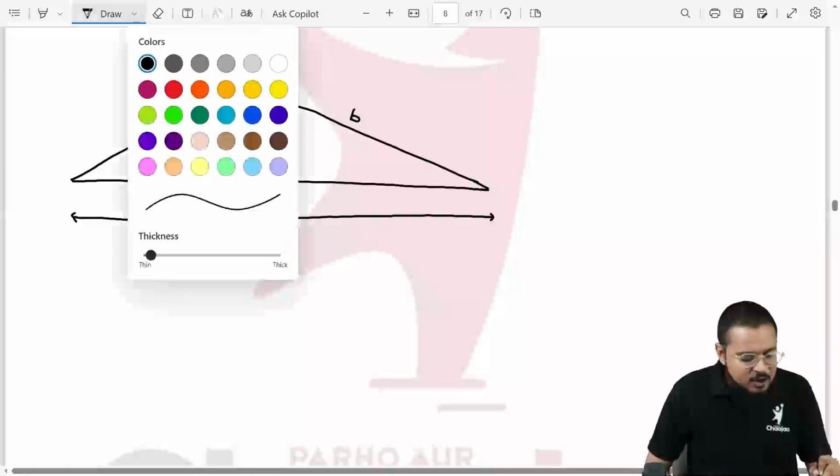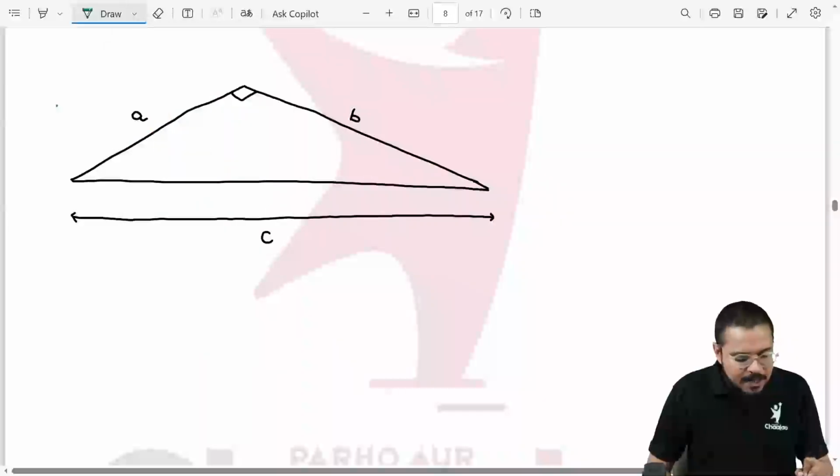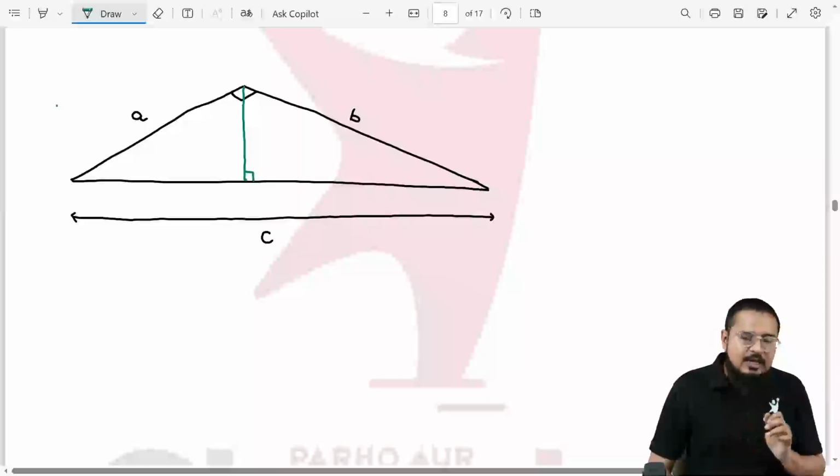So for example, if you drop an altitude from your hypotenuse like this, let's say this is the altitude of this right triangle, it's obviously going to cut your base into two lengths. For example, let's say this is P, and this is Q. So what are some specific theorems?